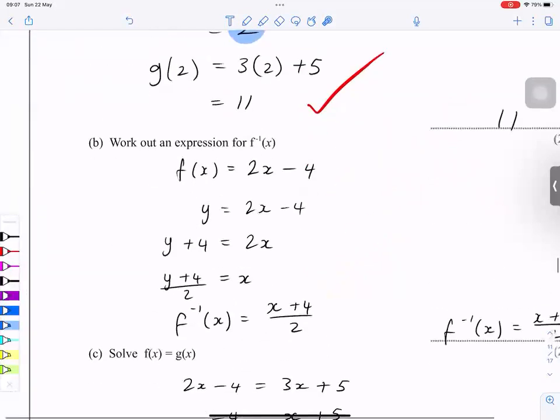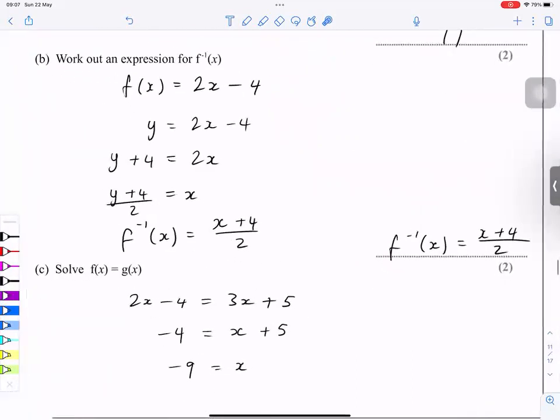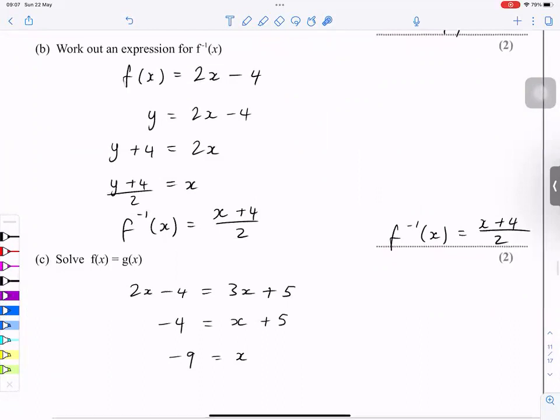And then for part B is to work out the inverse expression for f of x. F of x is that. To inverse, here you have minus 4 and times 2. So you do the opposite of minus 4, which is plus 4, and the opposite of times 2, which is divided by 2. So the inverse would be x plus 4 and divide by 2.